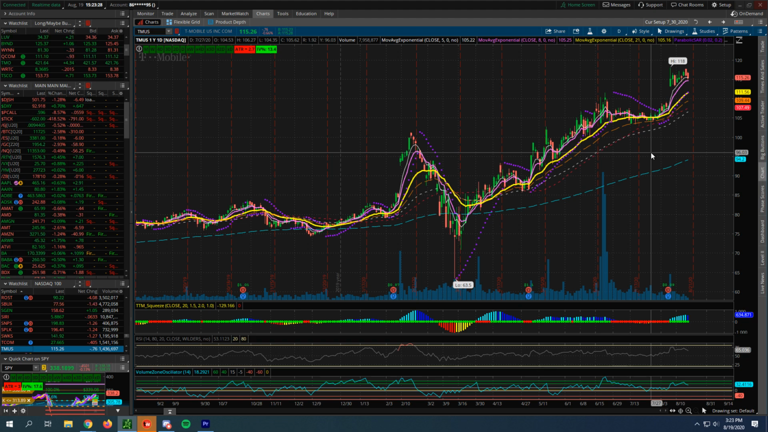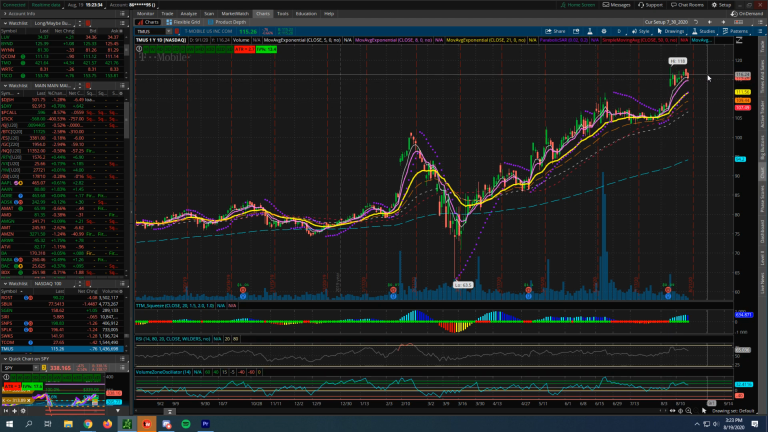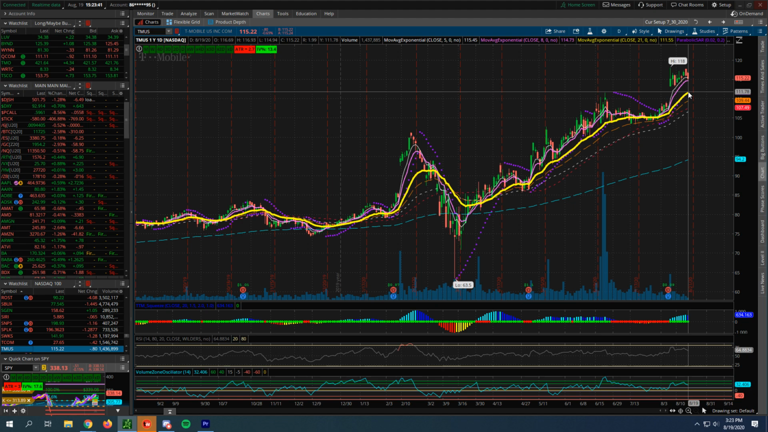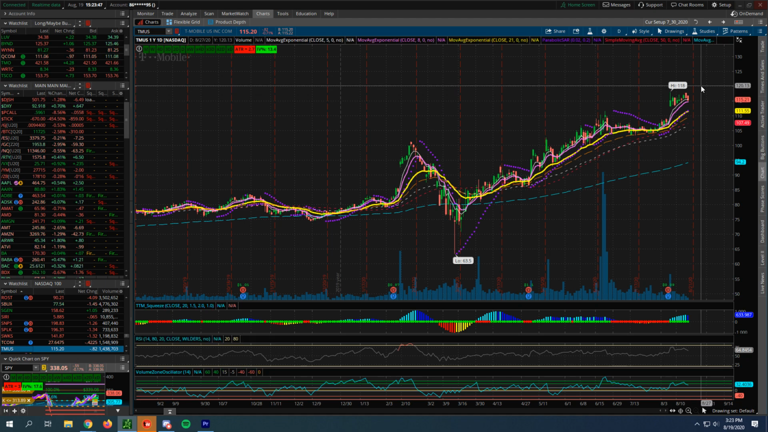long. With T-Mobile, TMUS, huge gap up on earnings, consolidating, great little pattern, potentially looking for some consolidation and then another move higher or lower. To the downside, we're really looking for some support around the 110 to 111. To the upside, we could potentially see some price targets well above the 120.